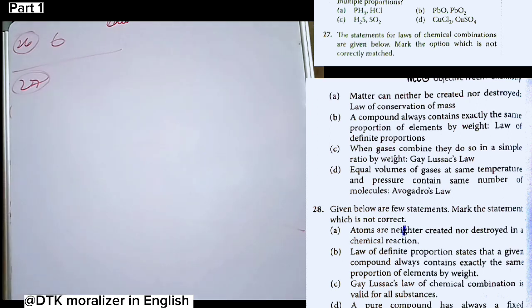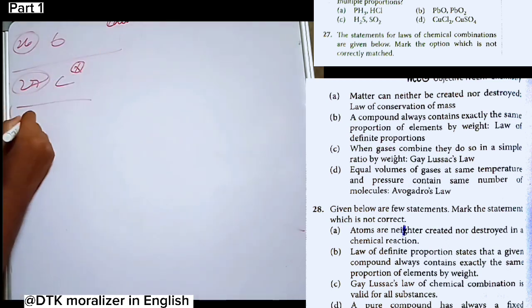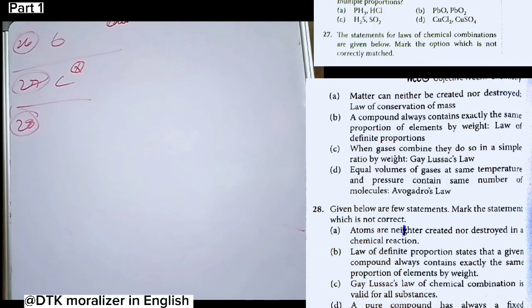Now question number 27. The statements for laws of chemical combination are given below. Mark the option which is not correctly matched. Matter can neither be created nor destroyed: law of conservation of mass. A compound always contains exactly the same proportion of elements by weight: law of definite proportions. When gases combine, they do so in a simple ratio by weight: Gay-Lussac's law. Wrong. Option C here: equal volumes, that is Avogadro's law, which is right.